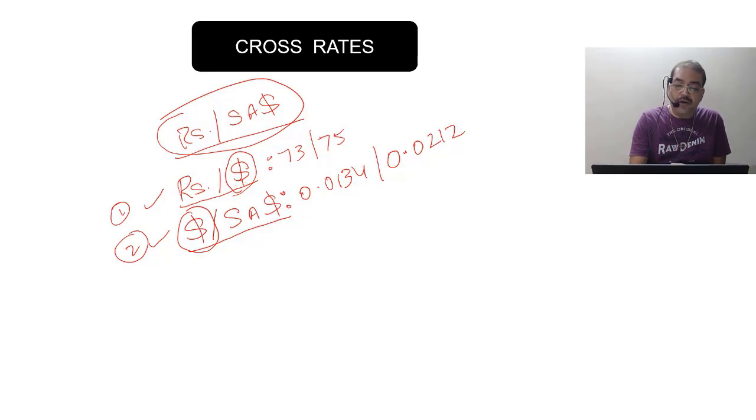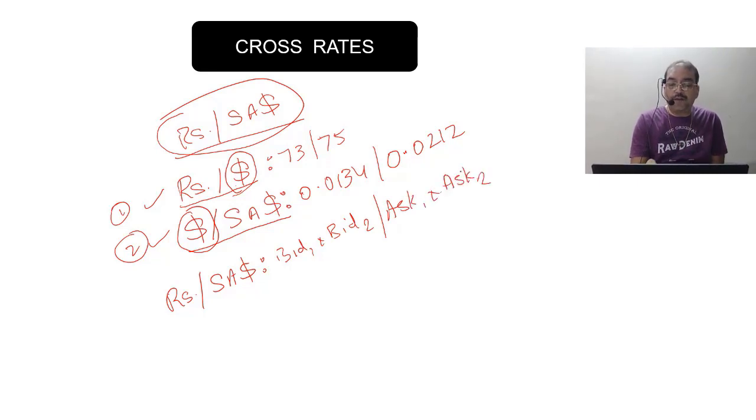If the first is ending in dollar and second is also starting in dollar, ending of first is starting of second, then rupees to South African dollar will be equal to bid 1 into bid 2 by ask 1 into ask 2. Bid into bid, ask into ask. So it is 73 into 0.0134 by 75 into 0.0212.